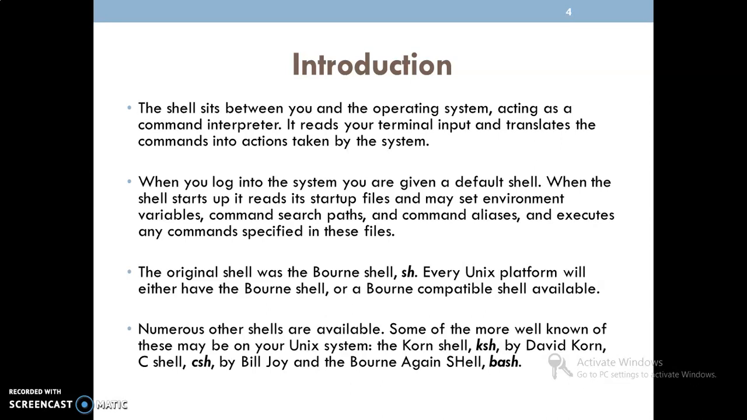The original shell was the Bourne shell. Every Unix platform will have either a Bourne shell or a Bourne compatible shell available. Other than the Bourne shell, we have different shells like the Korn shell, C shell, and bash shell.